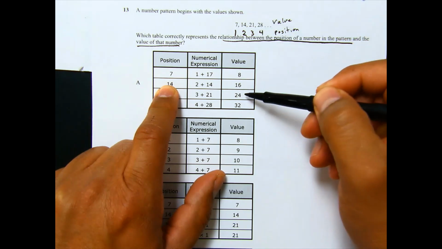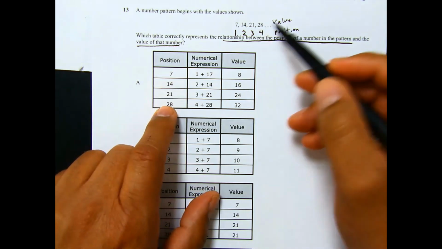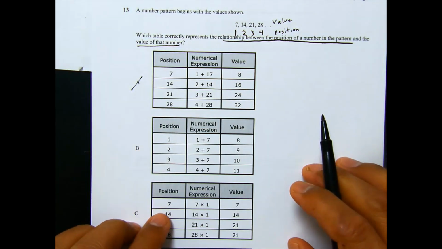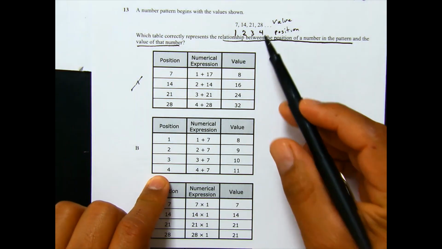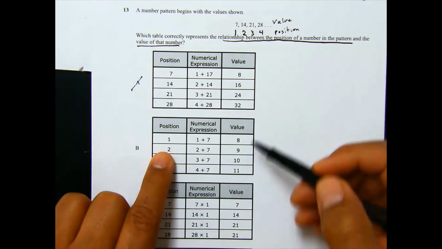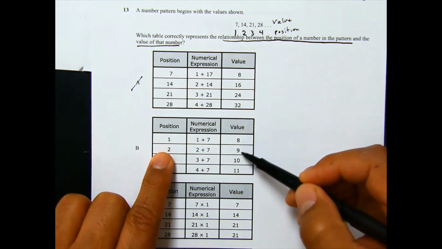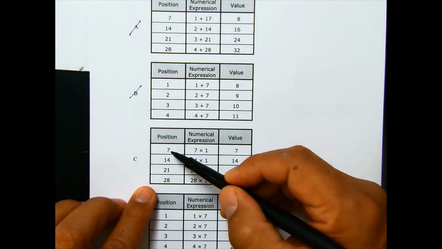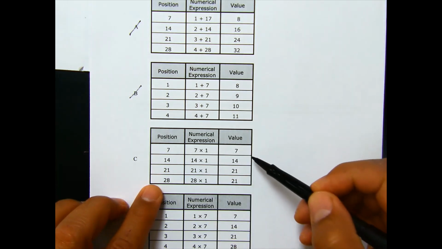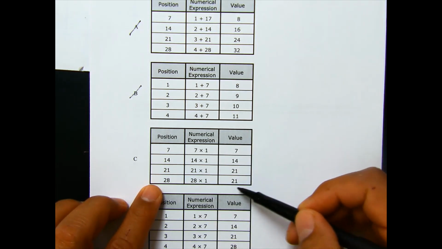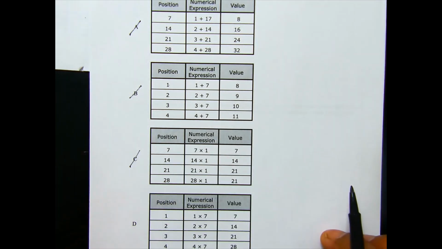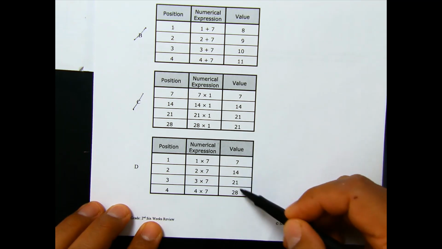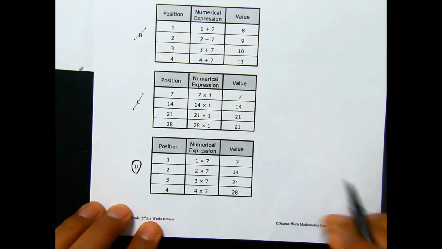So this one does not match the value. My position should be 1, 2, 3, 4. It does not match that. So it can't be A. Now my value should be 7, 14, 21, 28. 7, no, it does not match that one. So go here. My position, again, should be 1, 2, 3, 4. It does not match. My values match, 7, 14, 21. Well, not the bottom one. It can't be C. Let's look at D. Position 1, 2, 3, 4. Value 7, 14, 21, 28. D matches.